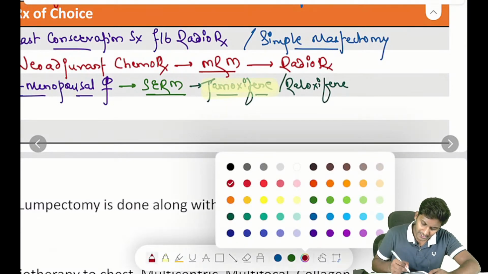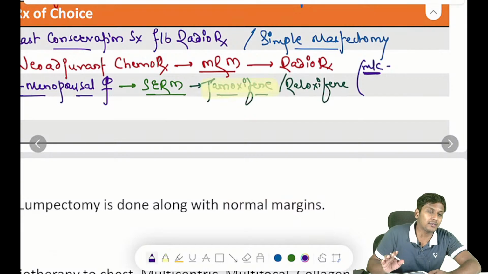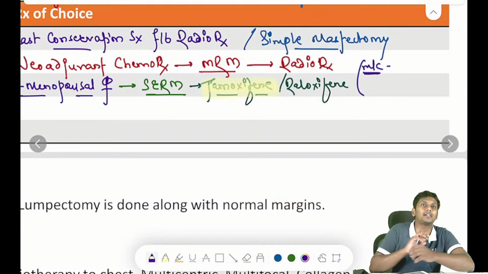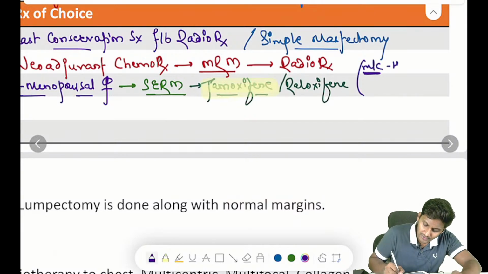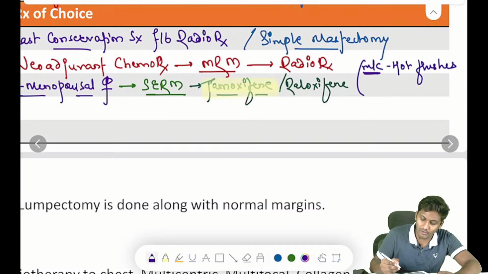Important, if I talk about the side effects of this group, you have to remember the side effects of these drugs. The most common side effect is not endometrial cancer. Don't mark it as the most common side effect. Please remember it is a rare side effect. The most common side effect is going to be hot flushes. Due to vasodilation, the patient is going to have hot flushes.